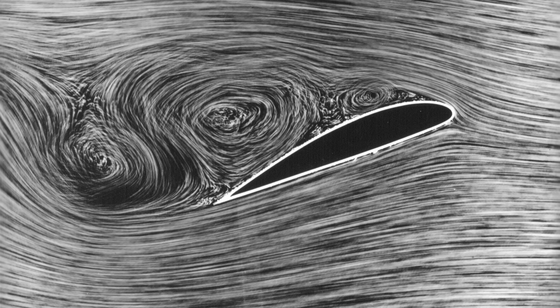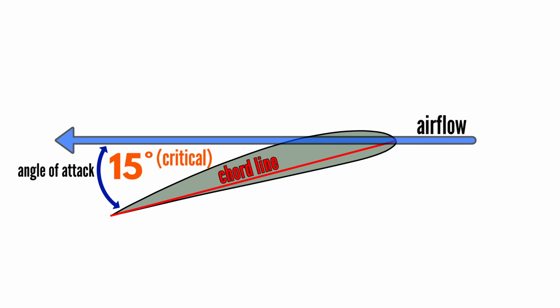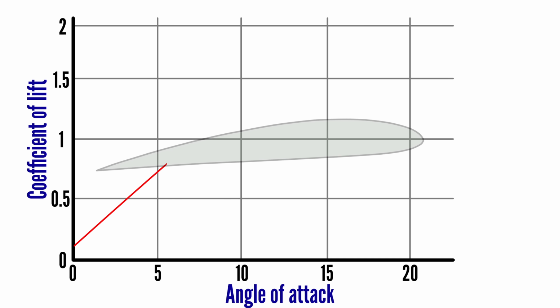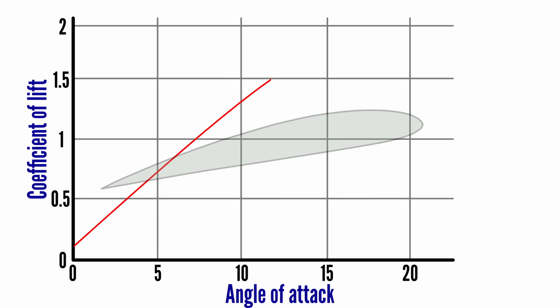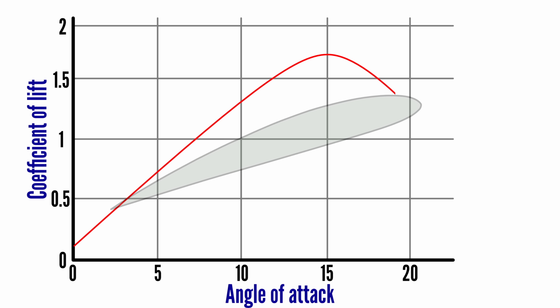A wing stalls when it exceeds its critical angle of attack. That's the angle between the oncoming airflow and the wing's chord line. For most light aircraft, that's around 15 degrees, but varies slightly with different airfoils. As angle of attack increases from 0, lift also increases, but once past the critical point, lift drops off sharply.